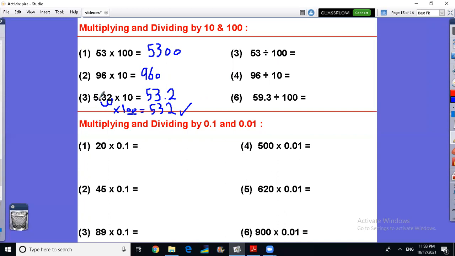Instead of moving the decimal point to the right as in multiplication, in division we need to move it to the left. Yes, but mister, in 6, I have a decimal point. All right, let's do 6 first. 59.3 divided by 100. Move the decimal point to the left, it's division. But how many digits? I have 2 zeros, so 2 digits to the left. 1, 2. So it is 0.593.